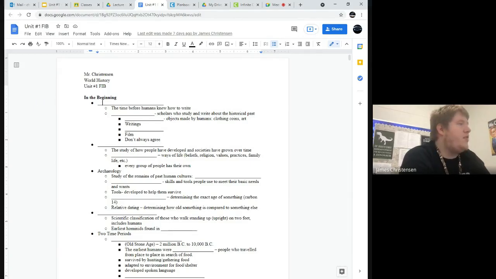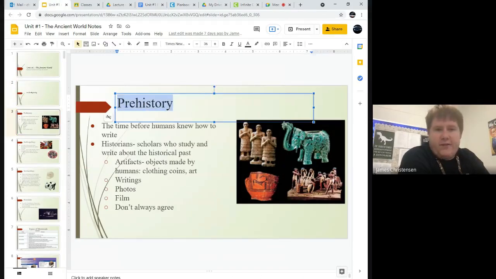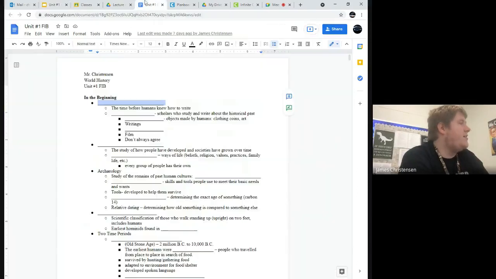So let's look at this first slide here. See, we have this first blank here. If it is on the uppermost bullet, meaning the very first one, that means I am looking for the title of the slide. So in that case, here you would type in prehistory and then go from there, filling out the blanks and the information.